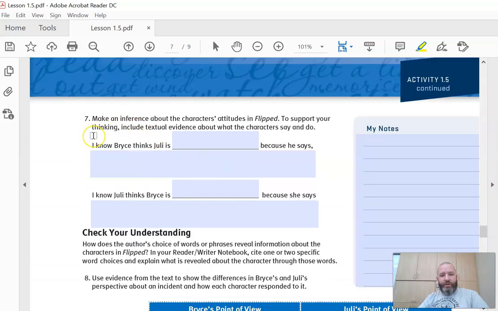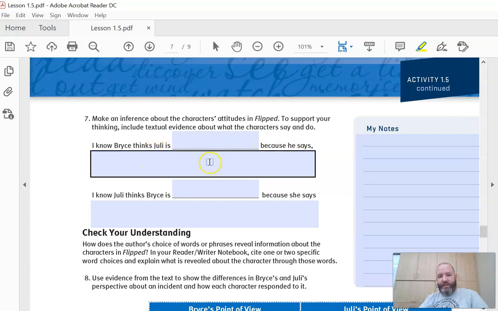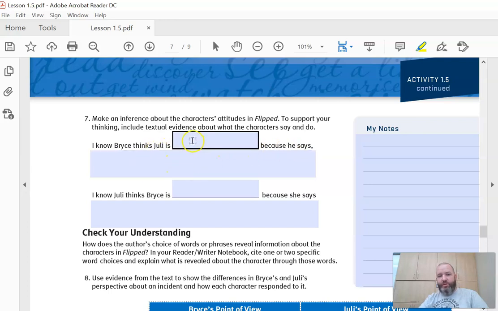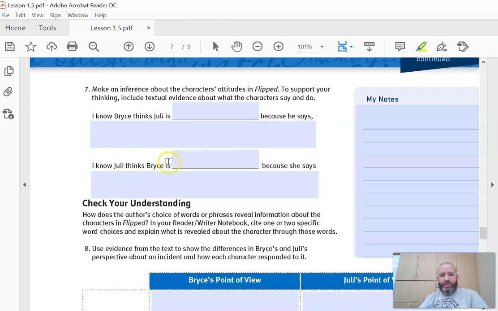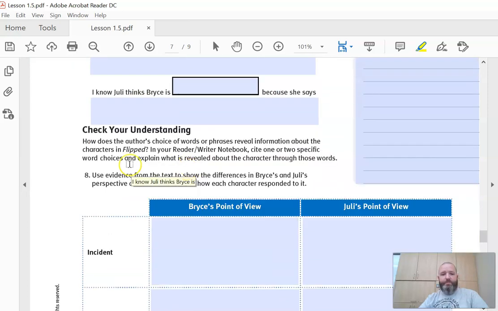Okay, then with number 7, you're going to fill in the blanks. Make an inference, remember that's an educated guess, about the character's attitudes and feelings. To support your thinking, include textual evidence about what the characters say and do. I know Bryce thinks Julie is, and then an adjective to describe Julie, because he says, and then textual evidence to support it. So you can't say that Bryce thinks Julie is silly, because there's nothing in the story to support that she's silly. You're going to do the same thing about what Julie thinks about Bryce.